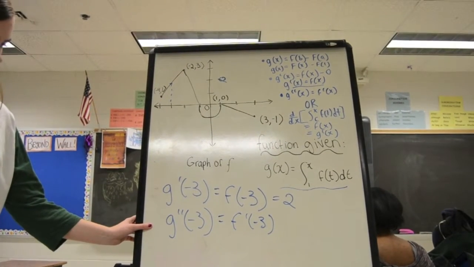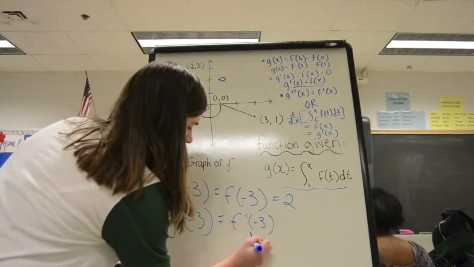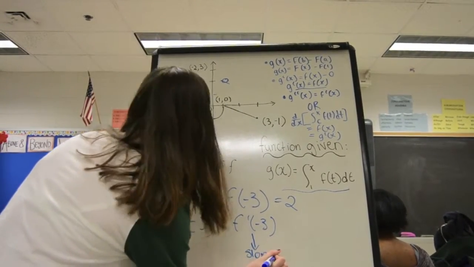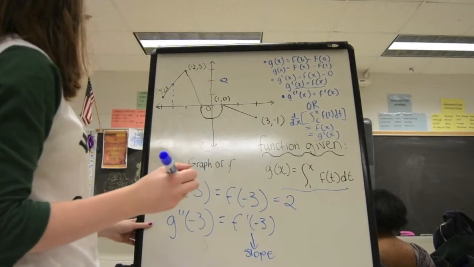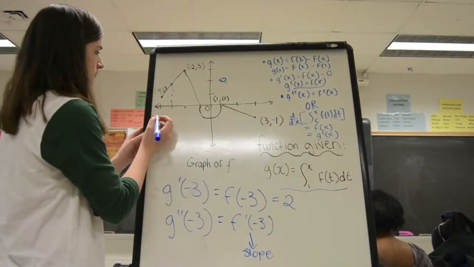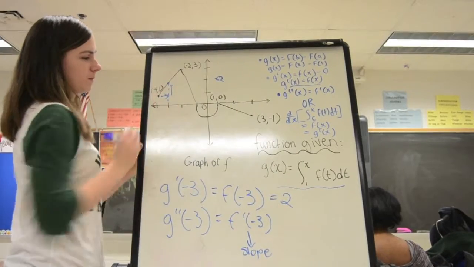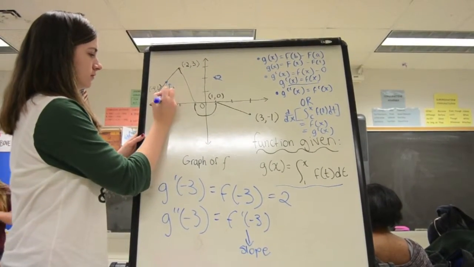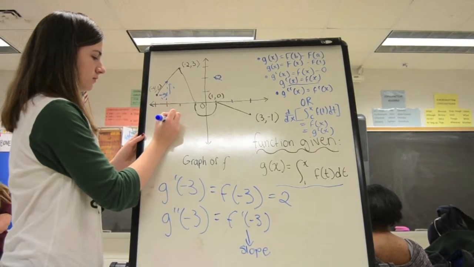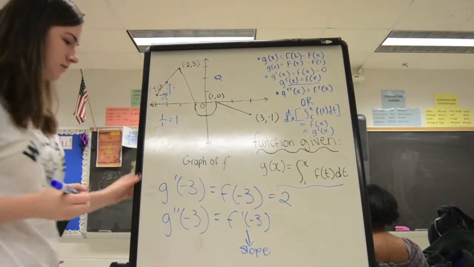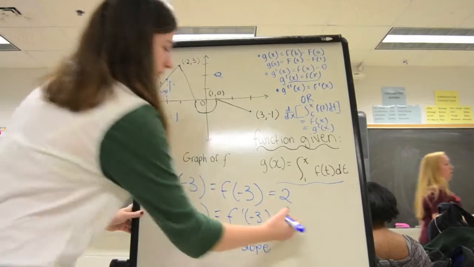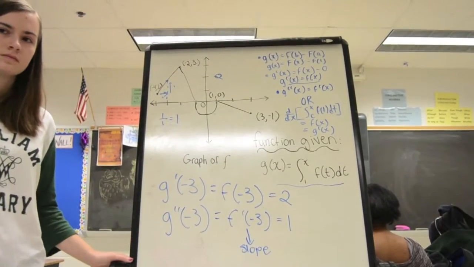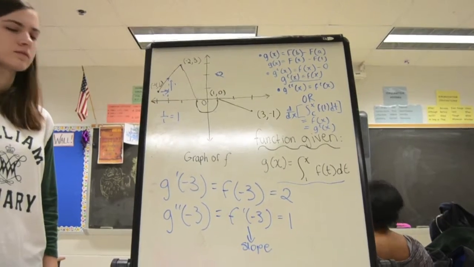To find the second derivative of g of negative 3, using this technique of f prime to find the slope, you must understand that the derivative means slope. With this knowledge, we can find the slope of the graph at x equals negative 3, using the rise over run technique. Pause the video now to see if you can find the slope on your own. Using this technique, you can find that the slope is 1. Therefore, the second derivative of g of negative 3 equals 1, because the second derivative of g of negative 3 equals f prime of negative 3.